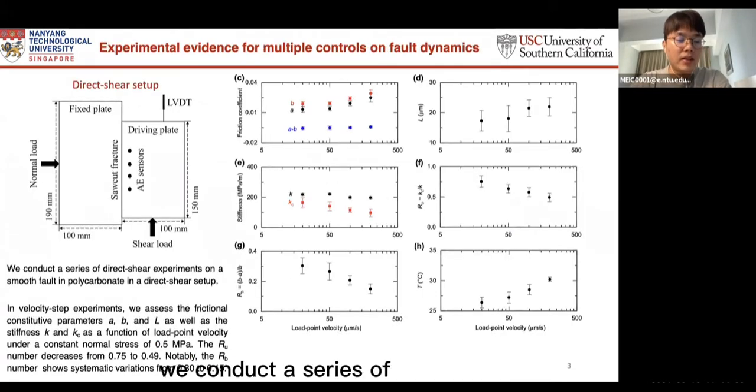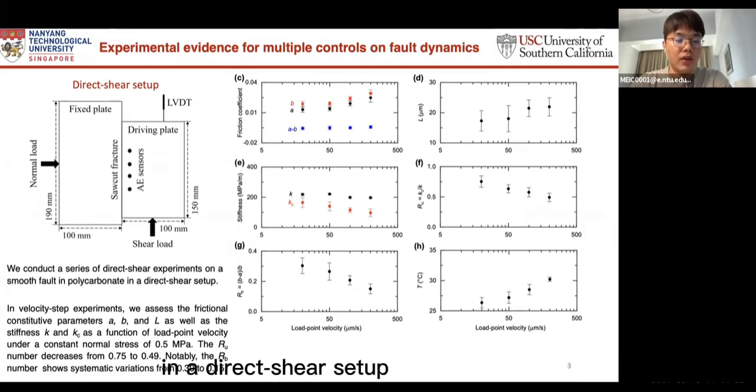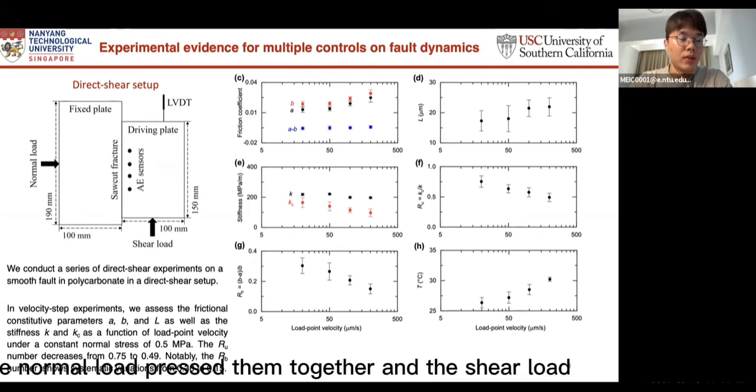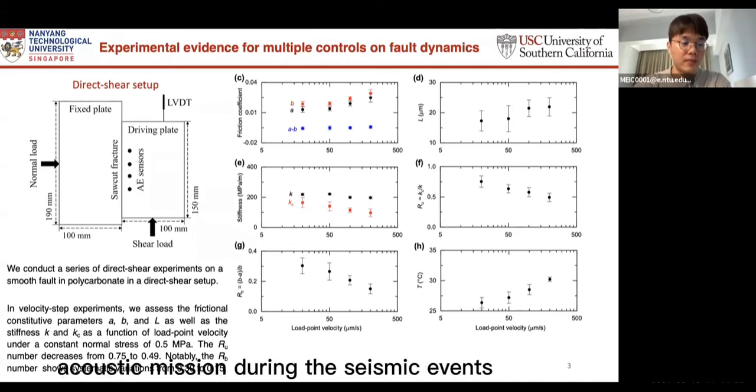We conducted a series of experiments on a smooth fault in polycarbonate in a direct shear setup. This setup consists of two plates, the fixed plate and the driving plate. The normal load presses them together and the shear load is applied on the driving plate to make it slide along the fracture. The AE sensors are used to monitor the acoustic emission during the seismic event.